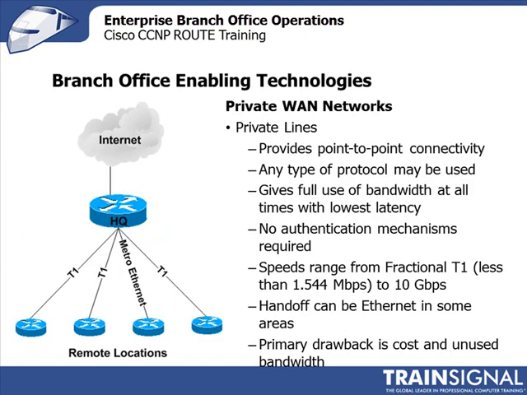So another branch office enabling technology is private WAN networks. And again, I spent 5.5 years of my career at AT&T and was involved in designing, building, and promoting wide area networks of various types. So there are a number of different types. One that goes way back to the mainframe days is private line access. And this provides point-to-point connectivity.